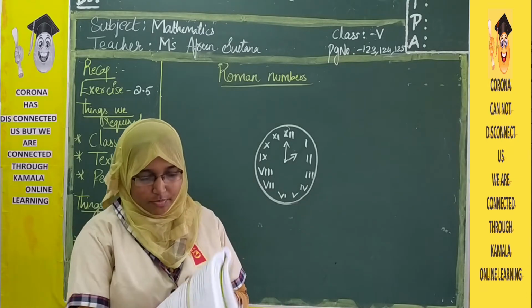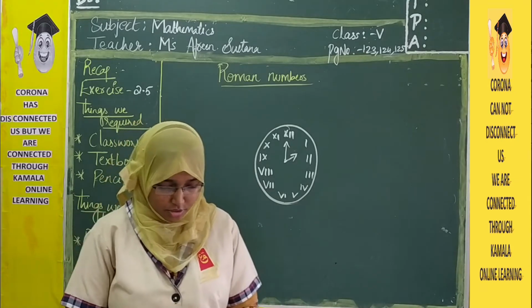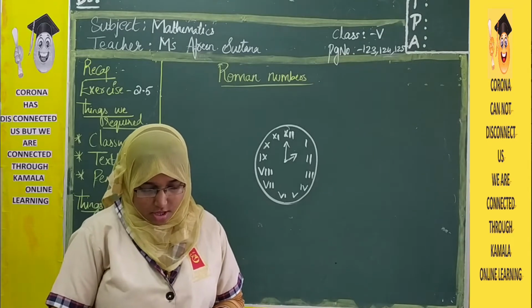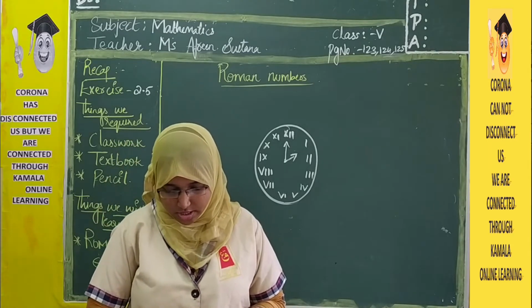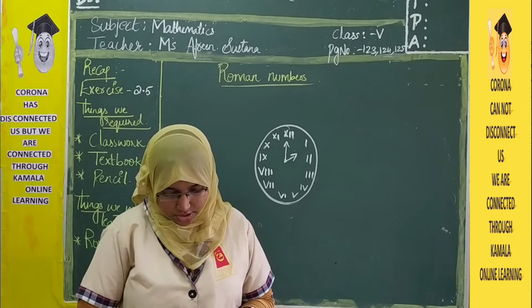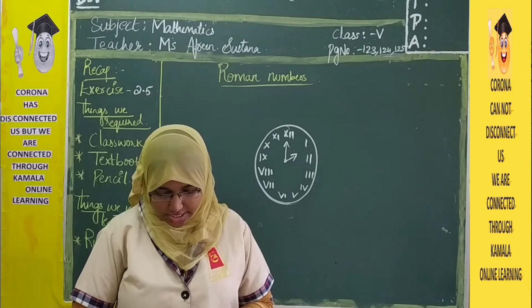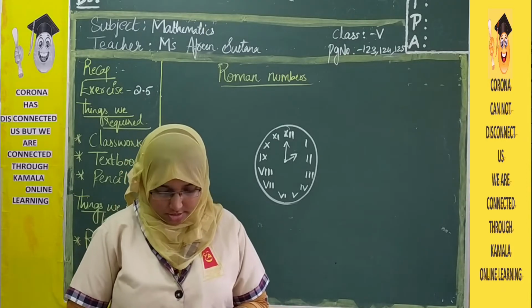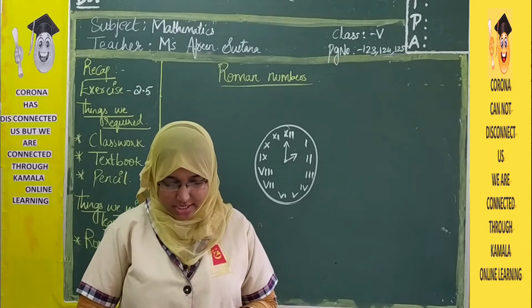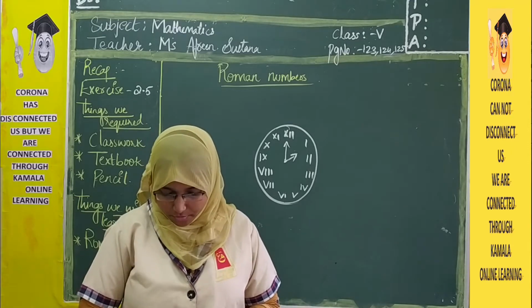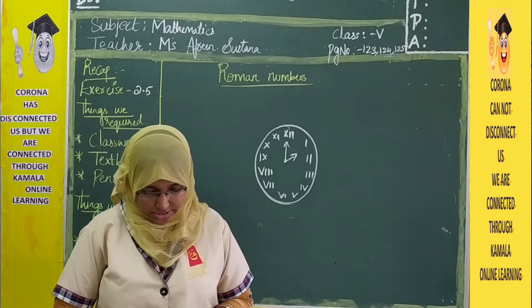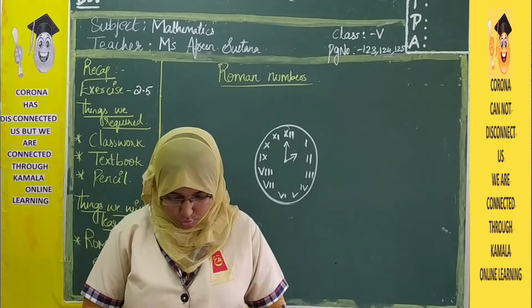See, they have given a small picture for you of Roman numerals. Let us read the pattern. The Roman numeral system is a numeral system that was used in ancient Rome. It has 7 basic symbols: I, V, X, L, C, D and M. Different combinations of these symbols are used to represent numbers. The following table is the Roman numerals.